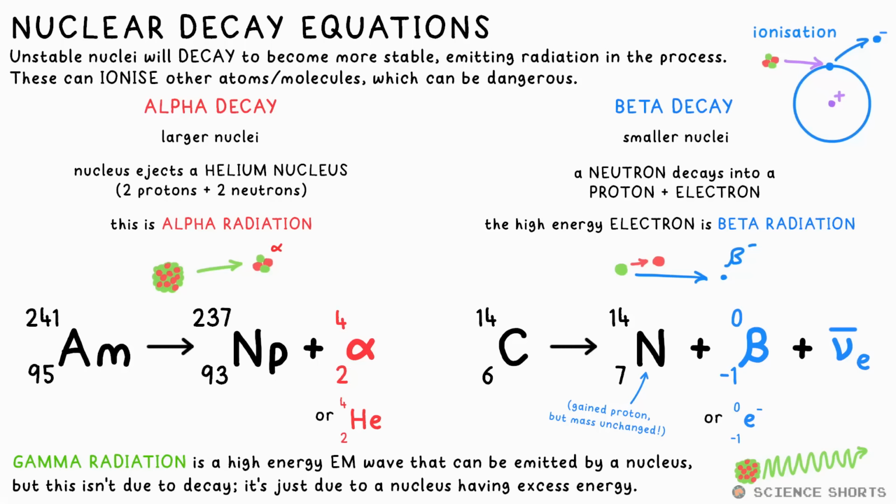Now be careful here, 6 goes to what? Plus -1? No, it's not 5. It's 7. 6 is equal to 7 plus -1. So like we said, a neutron has turned into a proton. So the nucleus has gained a proton. It's gone from 6 to 7. The mass, however, is unchanged. So it's still 14. And don't forget to add the anti-electron neutrino on the end to balance the lepton number.